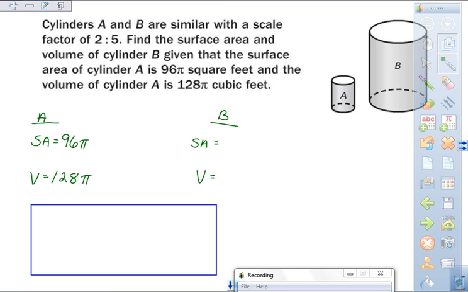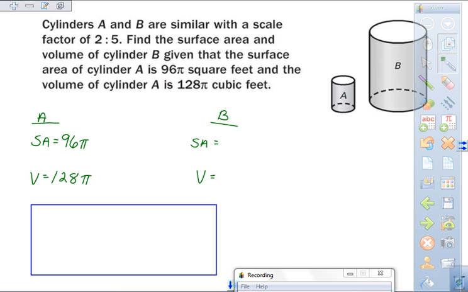Cylinders A and B are similar with a scale factor of 2 to 5. Find the surface area and the volume of cylinder B given that the surface area of cylinder A is 96 pi square feet and the volume of cylinder A is 128 pi cubic feet.